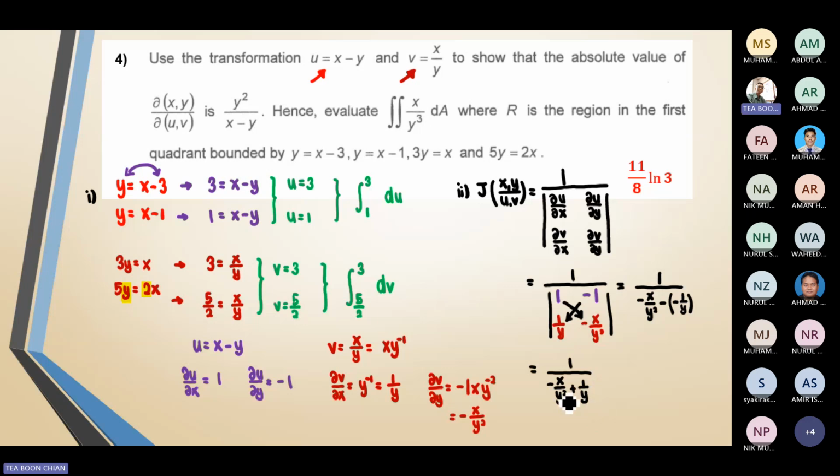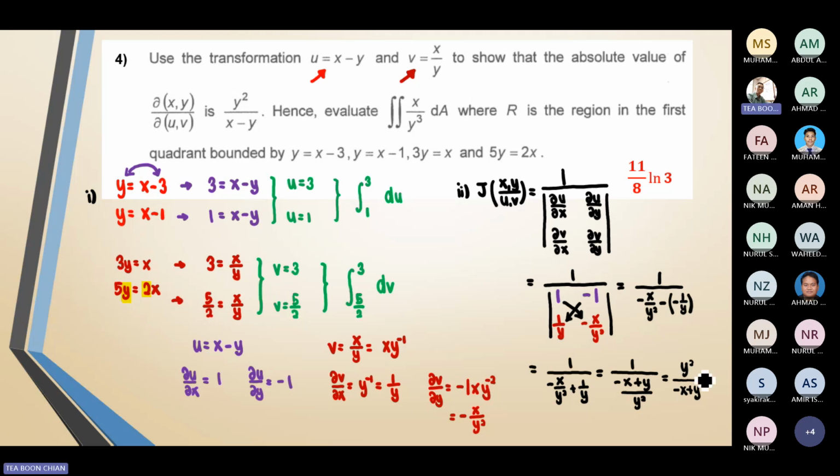Now, look carefully. The denominators y squared and y are not the same. So let us do a bit of common denominator, giving us negative x plus y over y squared. Then 1 over the fraction, the denominator y squared will actually be brought up, giving you y squared over negative x plus y.